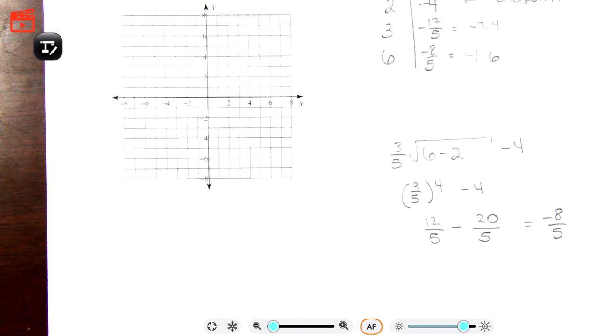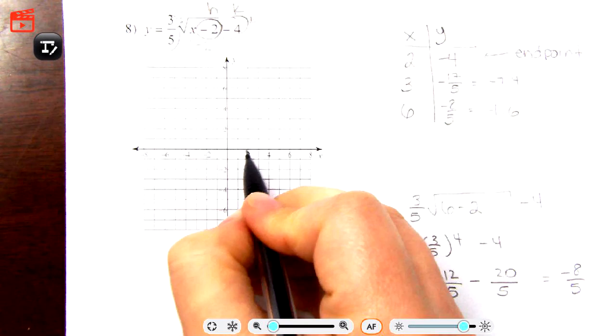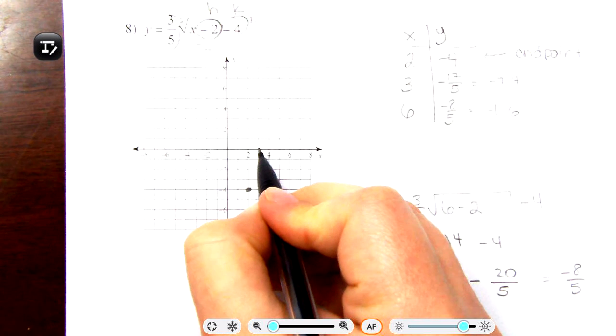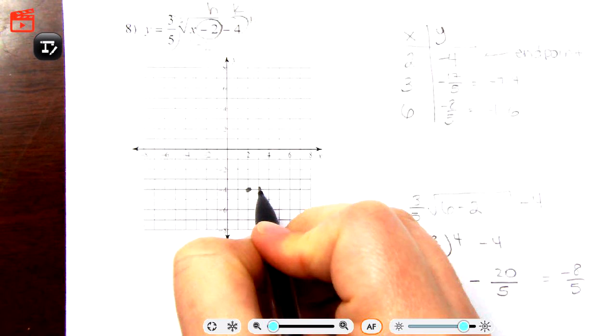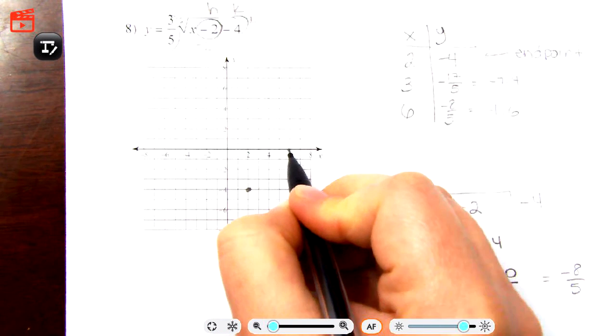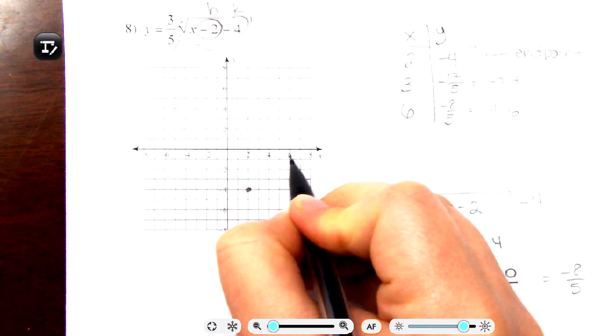Okay, so it is an increasing function. We know that it's increasing. Don't let the negative numbers scare you. So start out with your endpoints. So I have 2 and -4. So 3 and -7.4. And then 6 and -1.6. So -1.6 is somewhere here.